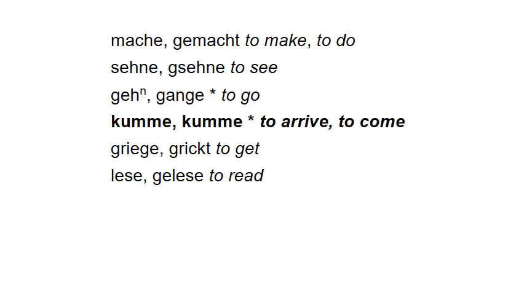To arrive someplace or to come is komme. Past participle is komme. So if you said he has arrived, you would say ist komme. Literally, he is come.